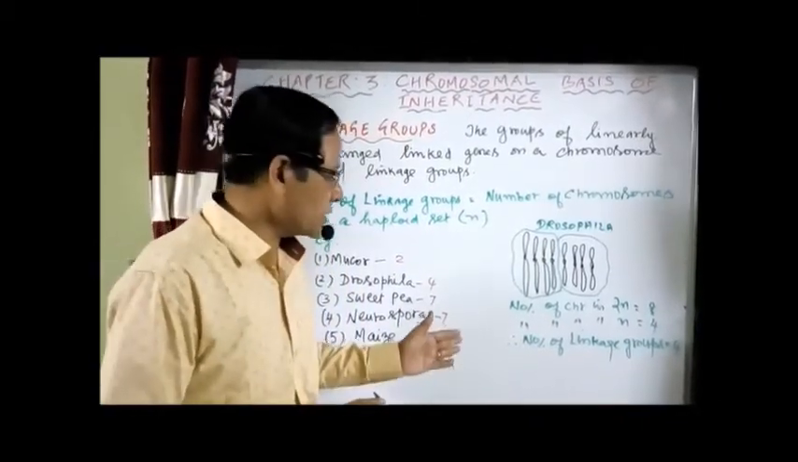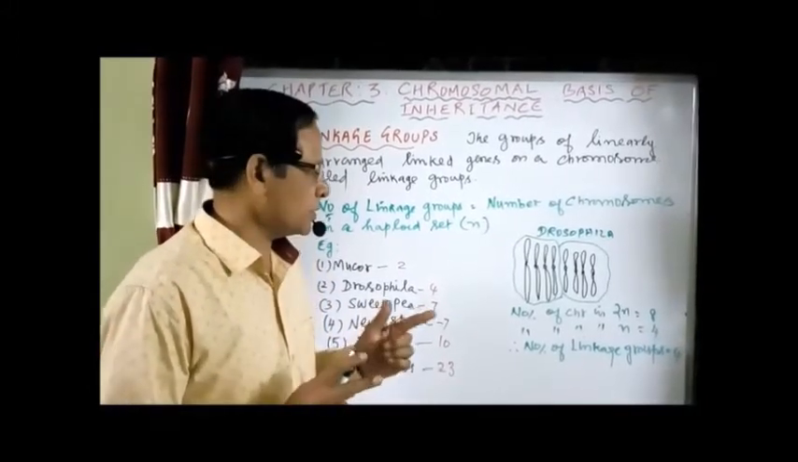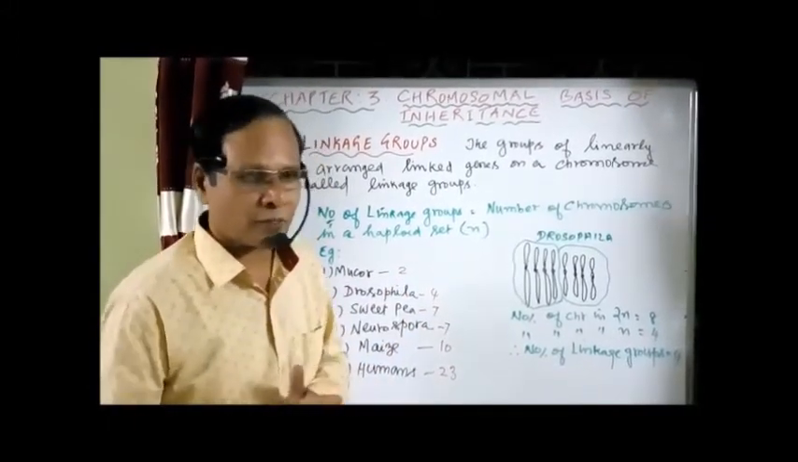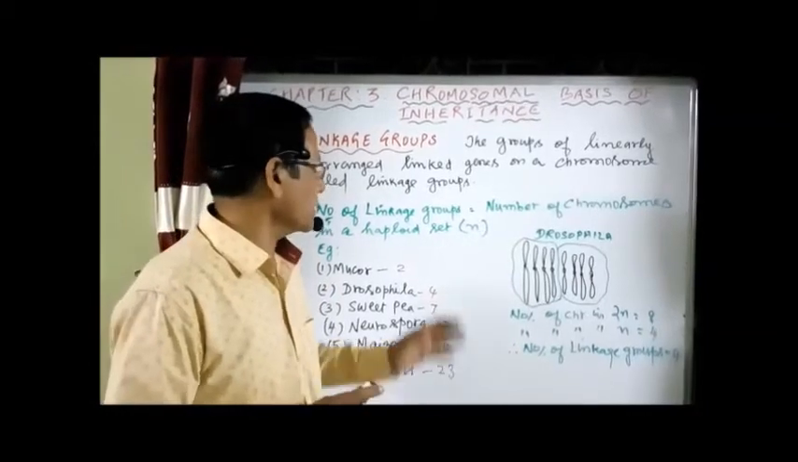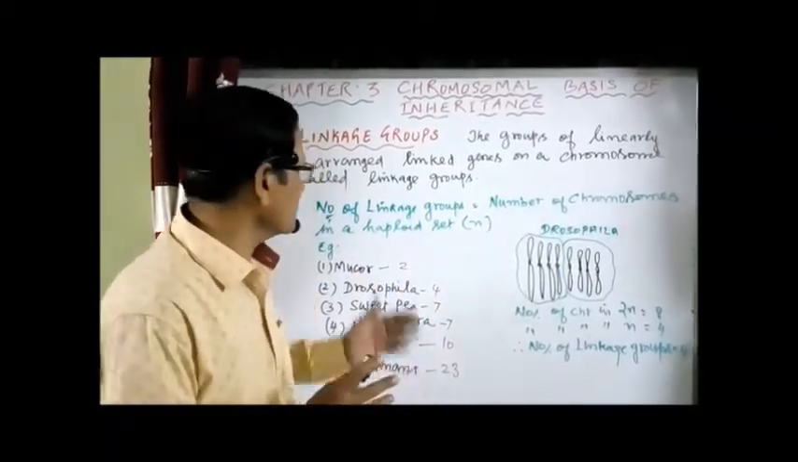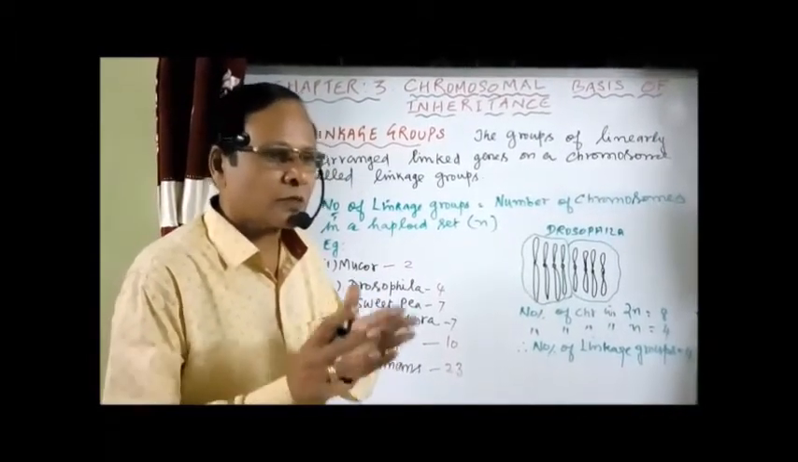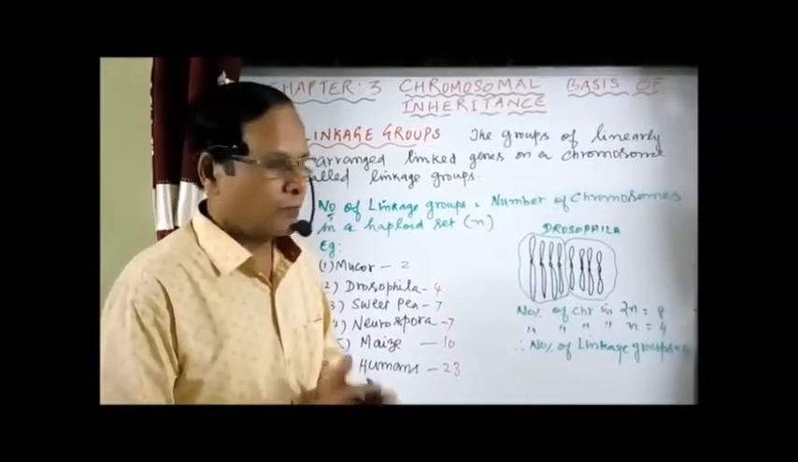Therefore, the number of linkage groups is equal to 4. So one linkage group is normally equal to one chromosome in a haploid set. Or we can say, in this manner, the number of linkage groups is equal to the number of chromosomes in a haploid set. If you have 8 chromosomes in a haploid set, we have 8 linkage groups.